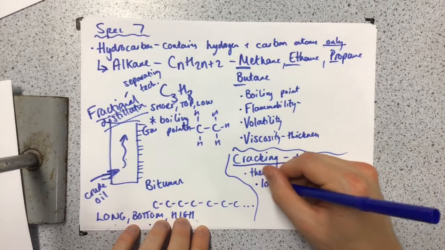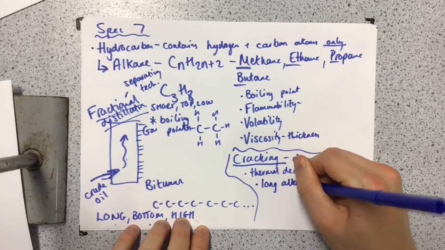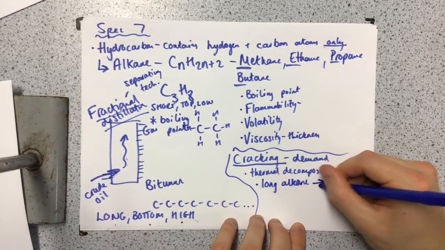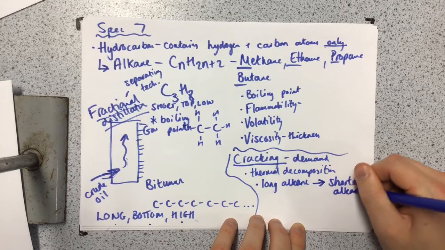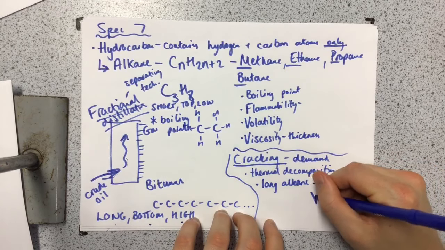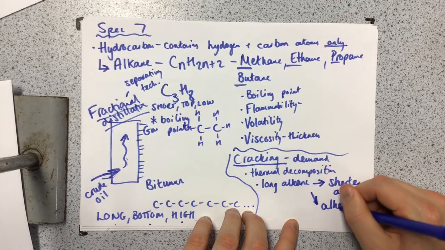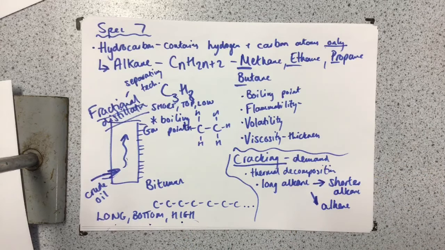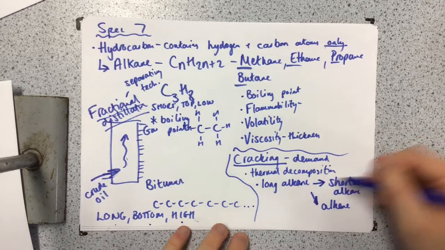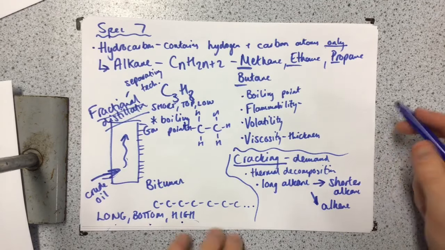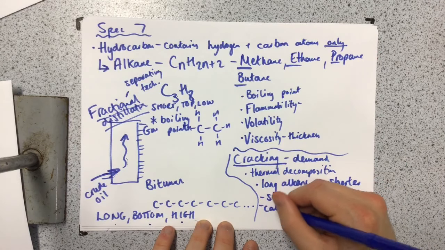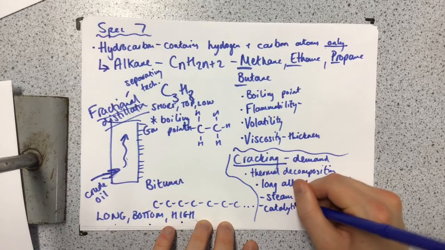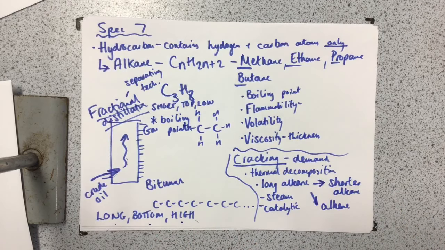You take a long alkane, and you produce two things. A shorter alkane, and you also get an alkene. I'll flip over to show you alkenes in a second. So they're long alkanes, and you turn them into shorter alkanes and an alkene. There are two types of this. You've got steam cracking and catalytic. You might think, oh, I'm not sure about these. Steam uses steam, catalytic uses a catalyst. It's as simple as that, and that's all you need to remember.